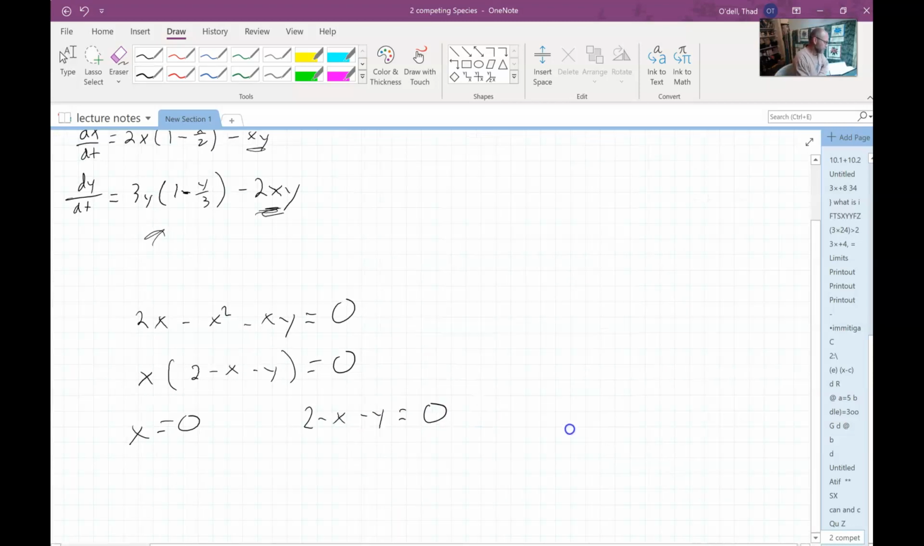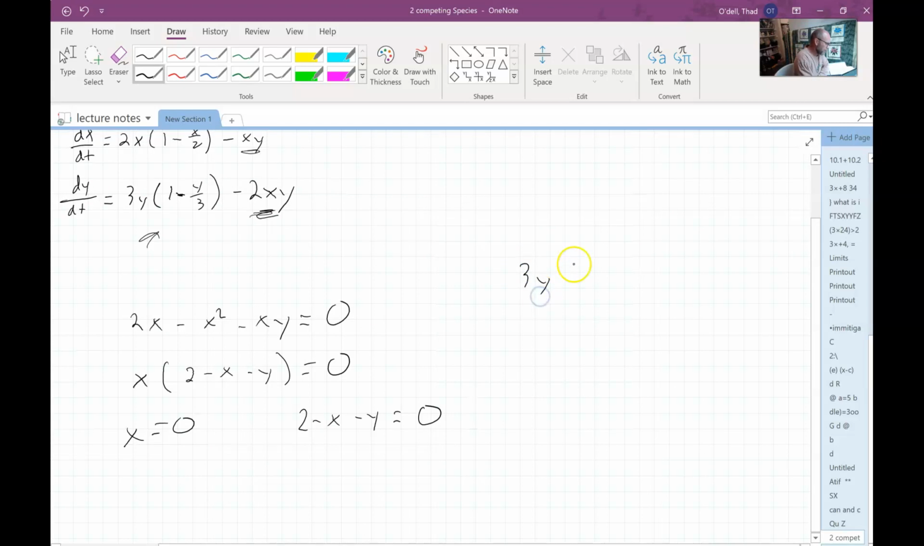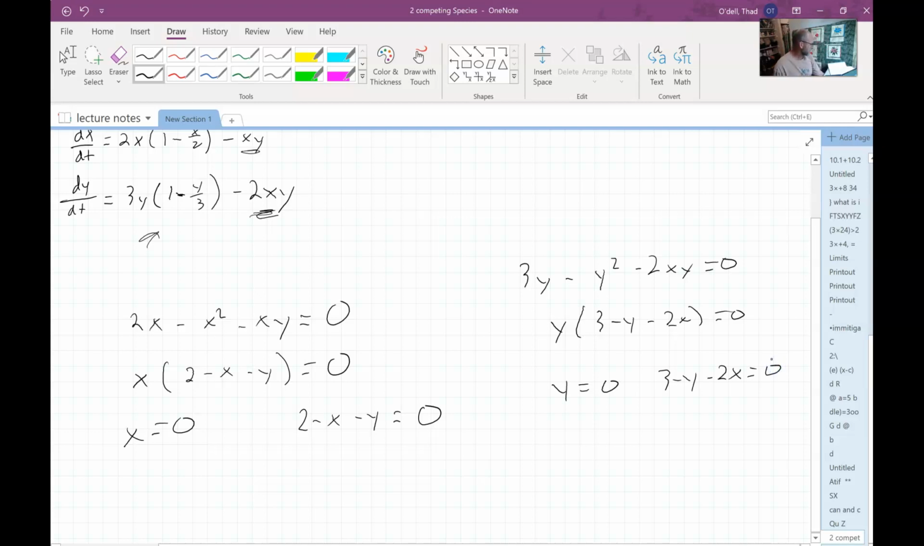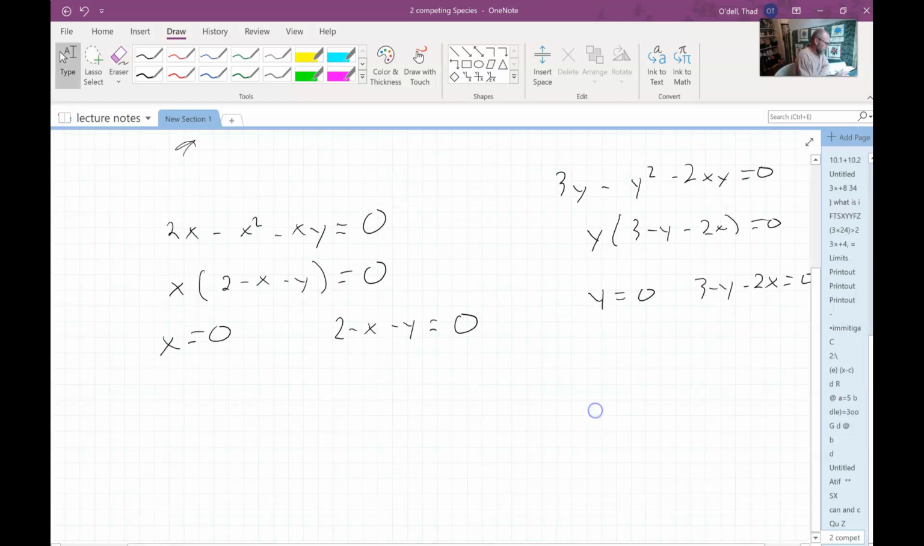And then if we look at the y one, that's going to be 3y minus y squared minus 2xy, and that equals 0. If we factor out a y, that'd be y times (3 minus y minus 2x). Again, y equals 0 and 3 minus y minus 2x equals 0 would be the potential equilibrium points. Definitely if we take x equals 0 and pair it with y equals 0, that gives me the point (0, 0). So that is an equilibrium point.